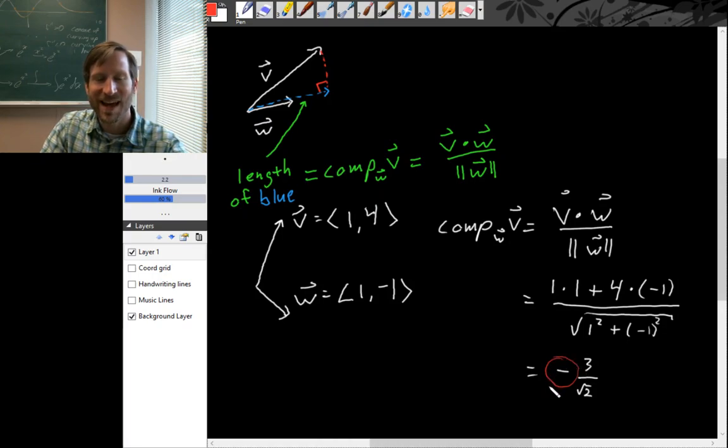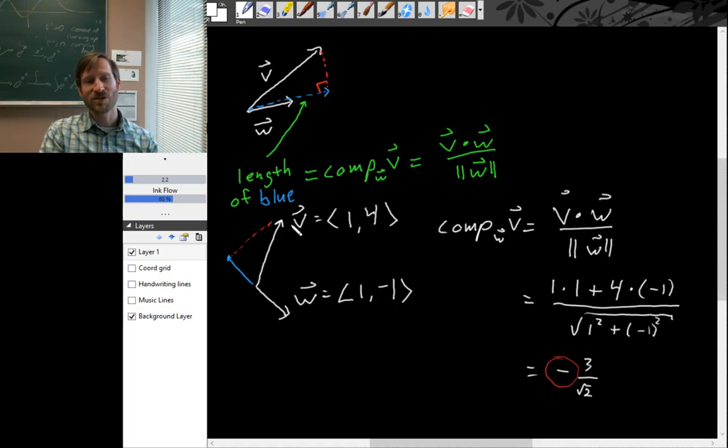So why is it that a length can be negative? Well, if you actually sketch what happens when you flatten v onto the direction of w, what you find is that the part of v in the direction of w is actually pointing opposite w. And that's why this came out negative. Comp comes out negative when the vector that you're flattening points mostly away from the vector that you're flattening onto.